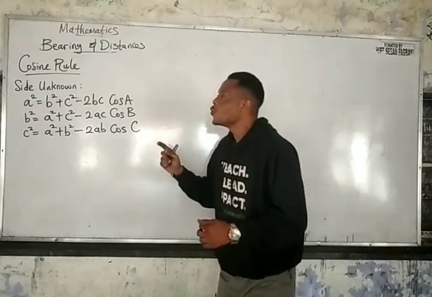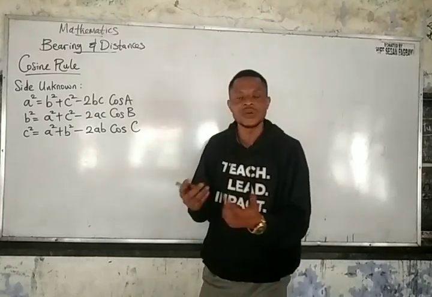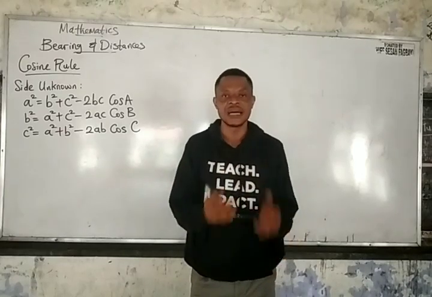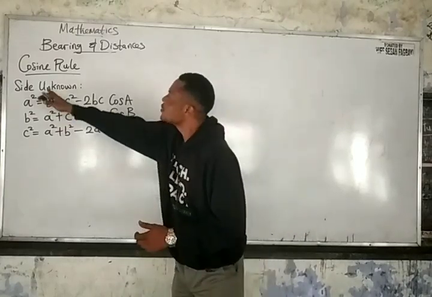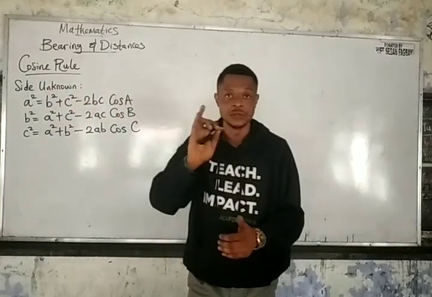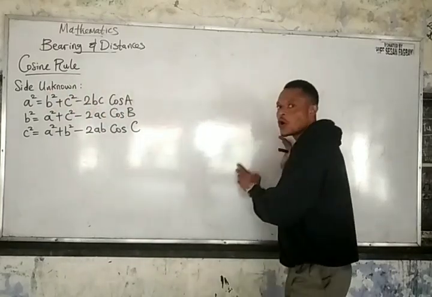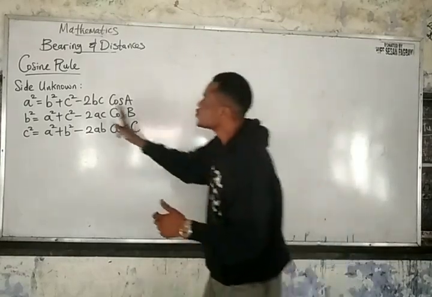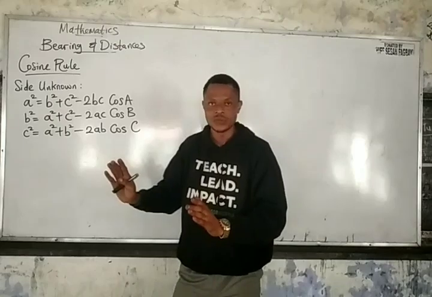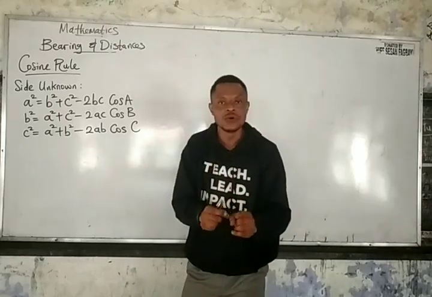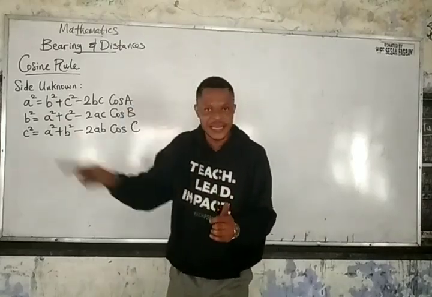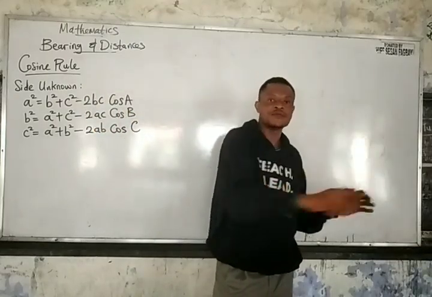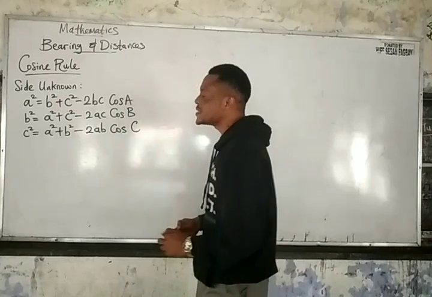The cosine rule will bring solution to our question in case sine rule does not work while solving bearing and distances questions. Now, we have two situations for cosine rule. When the side is unknown, or when you are looking for the distance from one point to another point, that is when we say the side unknown. We have a different formula for angle unknown. That is when you are looking for the bearing, the angle at which a point is looking, or we are looking at a point from another point. But let's start with the side unknown.